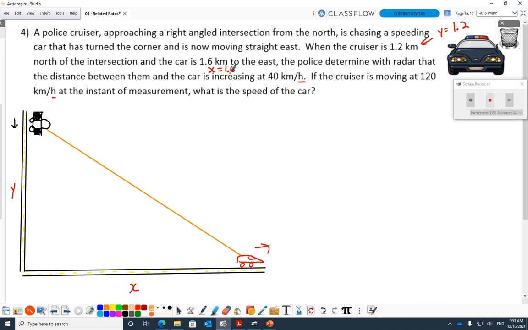The police determine that the distance between the car is increasing at 40 kilometers per hour. So the police point their radar along the orange line there at the car and say this distance is changing at 40 kilometers an hour. So the d is involved here. Someone asked, is this tan again? It might have been, except that we need a relationship between x, y, and d. It's the Pythagorean Theorem: x squared plus y squared equals d squared.